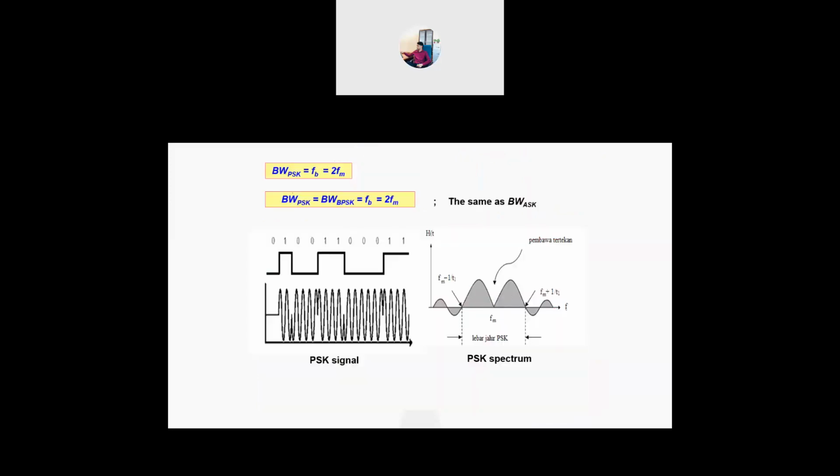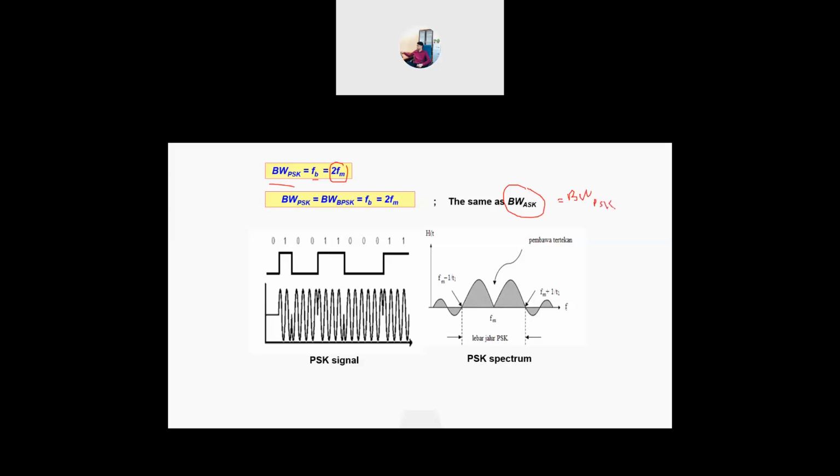Next, for the bandwidth of PSK, it is equal to FB, where FB is equal to 2FM. So this bandwidth in PSK is just the same as the bandwidth in amplitude shift keying. So the bandwidth of ASK is equivalent to the bandwidth in PSK.